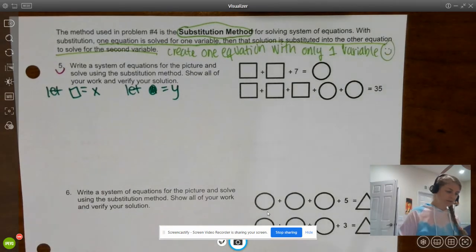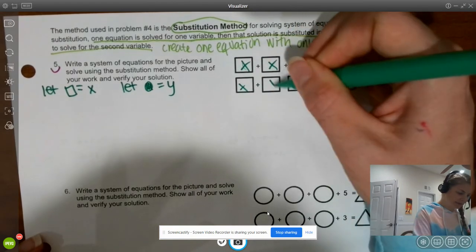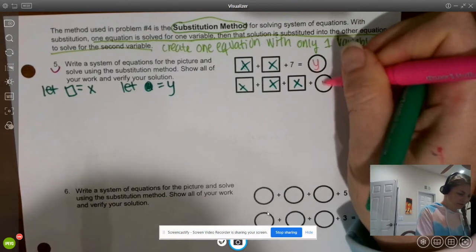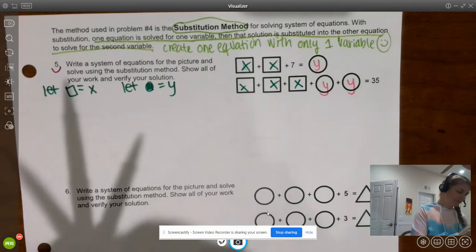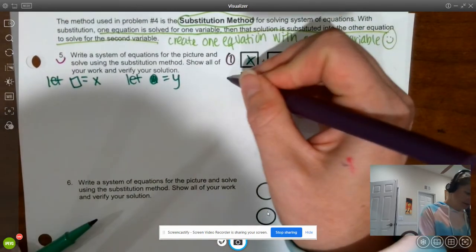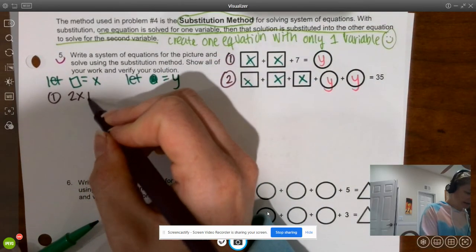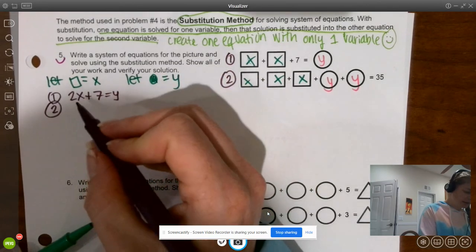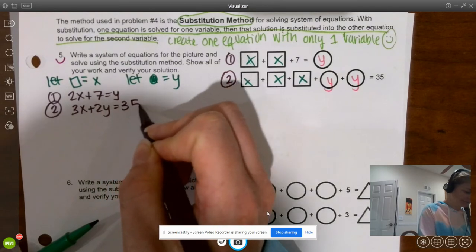And so here, if square is x, we're going to just put x's in the squares. And then I'm going to put y's in the circle because that helps me out a lot because I'm such a visual person. So from there, I am going to label these as equation 1 and 2. So equation 1 is going to be 2x plus 7 is equal to y. And equation 2 is going to be 3x plus 2y is equal to 35.